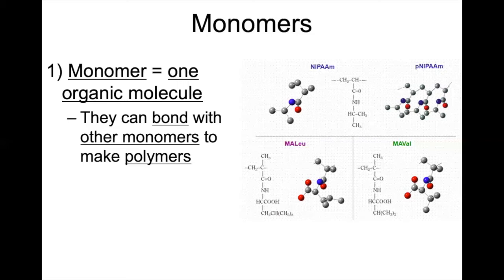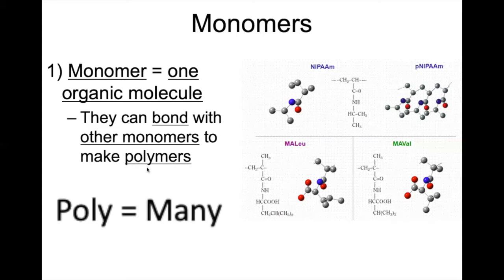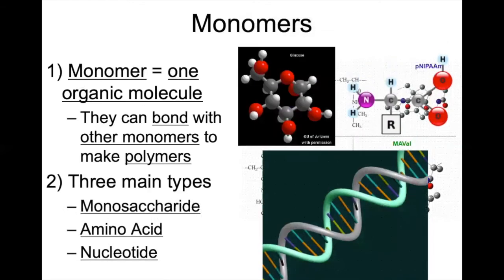You take two monomers and you put them together, you get a bigger molecule called a polymer. Poly in front of a word means multiple, many. So two monomers, you get a polymer. Nice and easy. We're going to have three main types of monomers that we care about in this chapter and really throughout this entire school year.